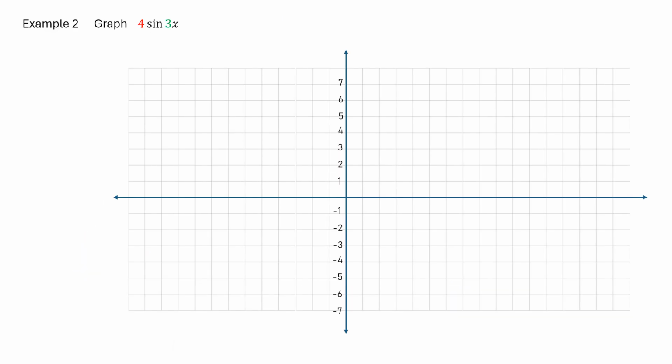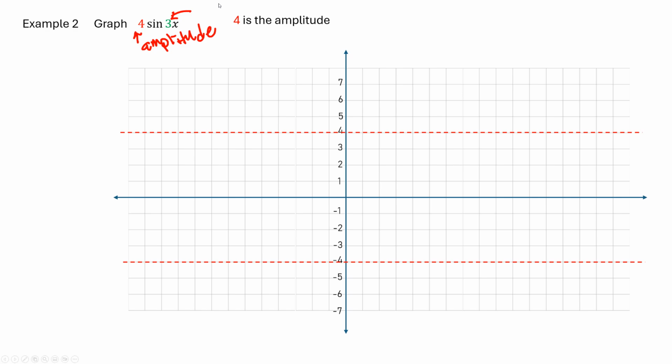Okay, now we have a graph of 4 sine 3x. So now we're multiplying sine by 4. That number tells us the amplitude. We're going up to 4 and down to -4 this time. The period, remember I said, is 2 pi over whatever that coefficient on x is. So the period is 2 pi over 3. That means that this function will complete one full cycle in 2 pi over 3 radians.